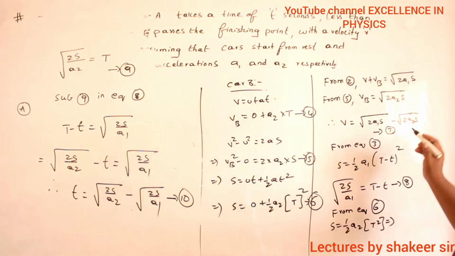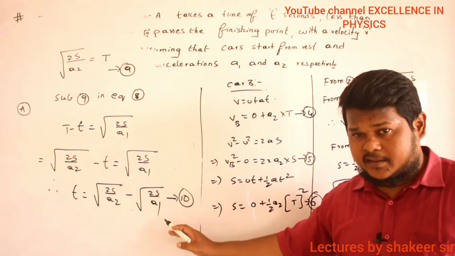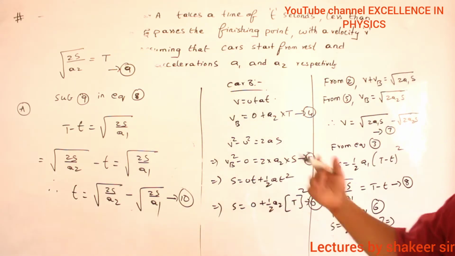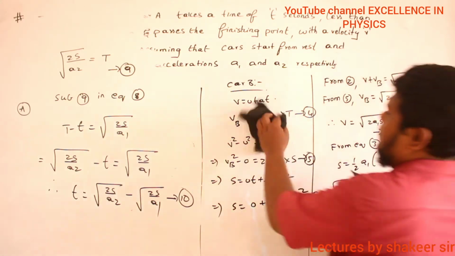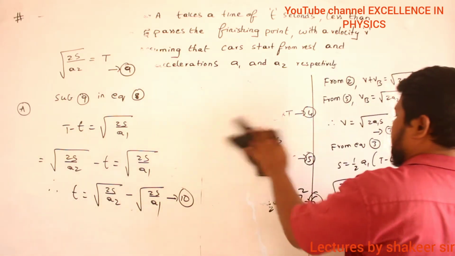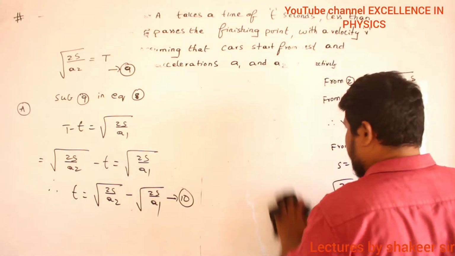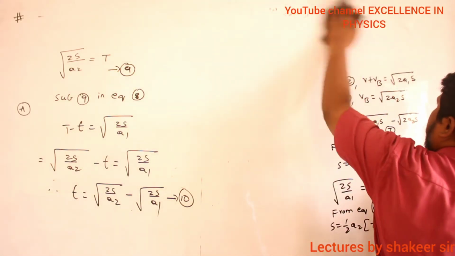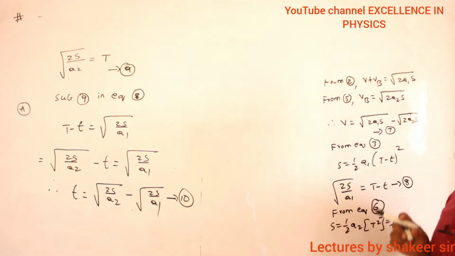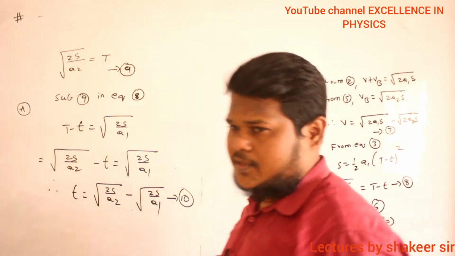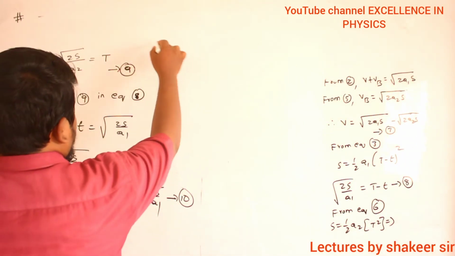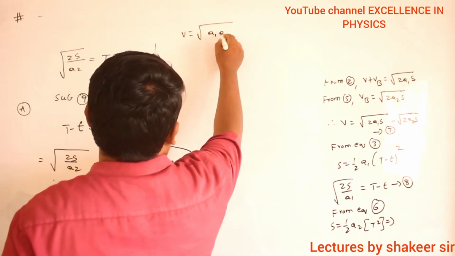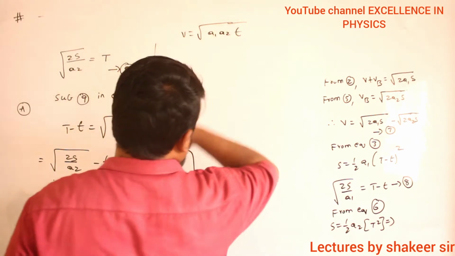So try to divide equation number 7 and equation number 10 and see whether you get the required answer or not. Have you understood? Come on, try to do the calculation. So why am I doing all these calculations? Finally, I want the answer in terms of small v and t. So my required answer is v equals root of a1 a2 multiplied by t. This is what I want.